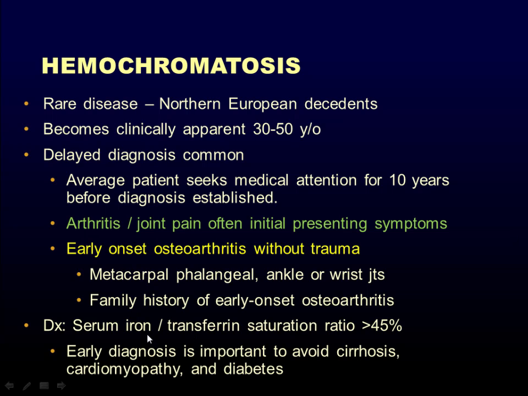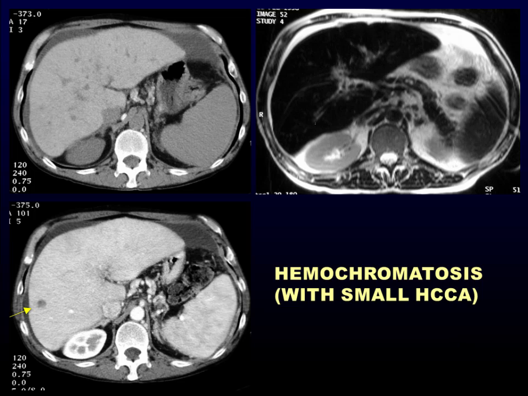If you're seeing that pattern of presentation, order a serum transferrin saturation test. It's looking for high iron content as a finding for making the early diagnosis, or at least screening for hemochromatosis, and then it can be referred on to endocrine. The whole goal is to prevent them from developing the secondary consequences.